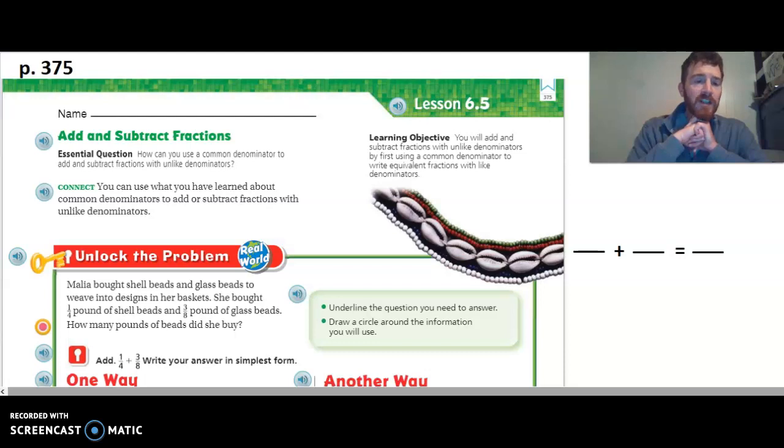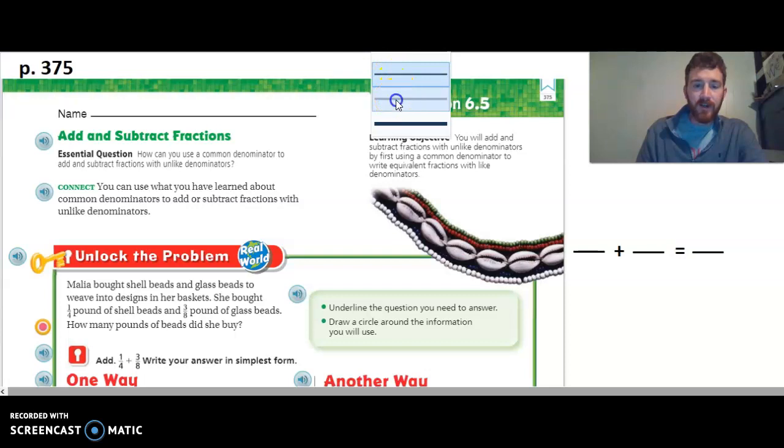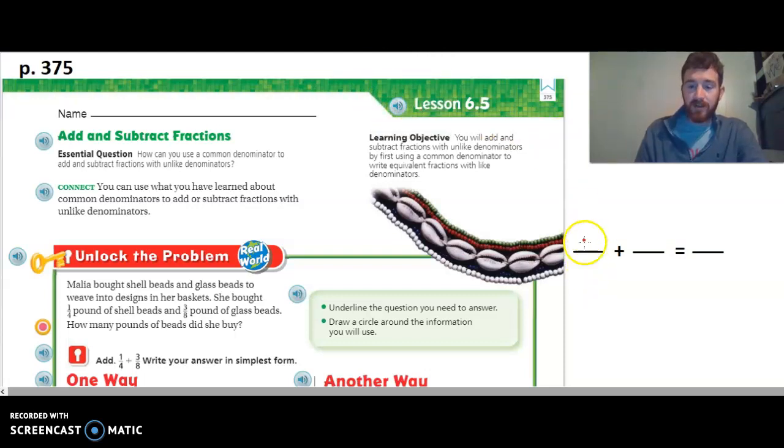So as you can see, I'm on page 375. This is adding and subtracting fractions, and it says you can use what you have learned about common denominators to add or subtract fractions with unlike denominators. So just a quick little review and look back at the basic stuff you did in fourth grade. I'm going to go over here and just do a little example. What you were used to doing in fourth grade was finding common denominators or having common denominators and then just adding fractions. So real quick, let's just go ahead and do some of that.